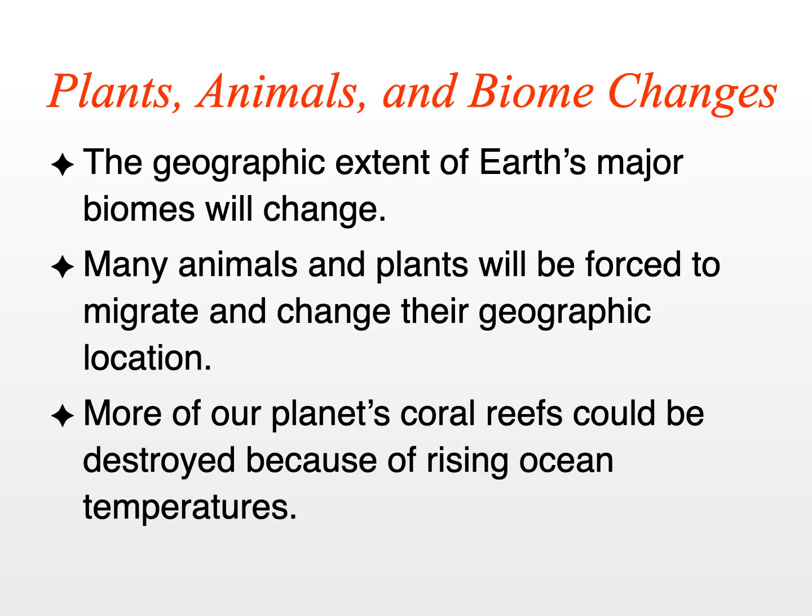Future climate change is going to change the geographic extent of Earth's major biomes. Plants and animals are going to be influenced in terms of where they can live. They have particular adaptations to ranges in temperature and amounts of precipitation. Many animals and plants will be forced to migrate, and if they can't migrate, they will die out. Scientists are predicting that many species are going to go extinct because of climate change. So these animals and plants need to change their geographic location.